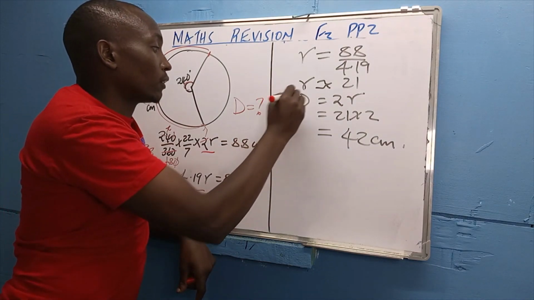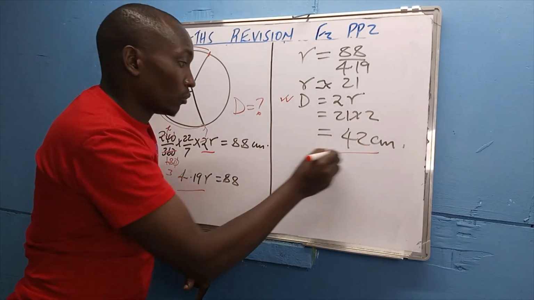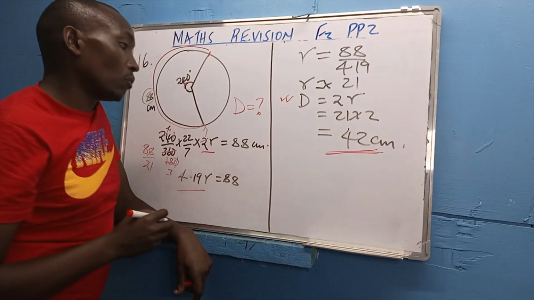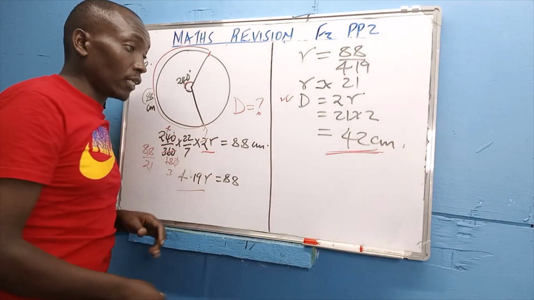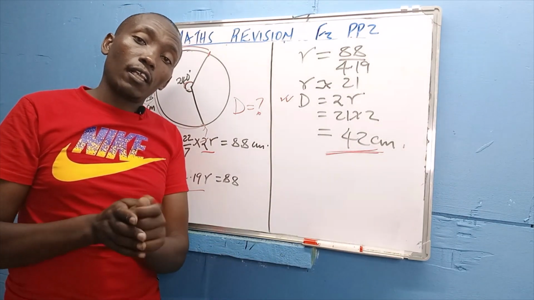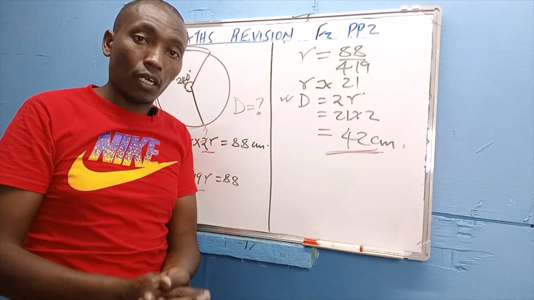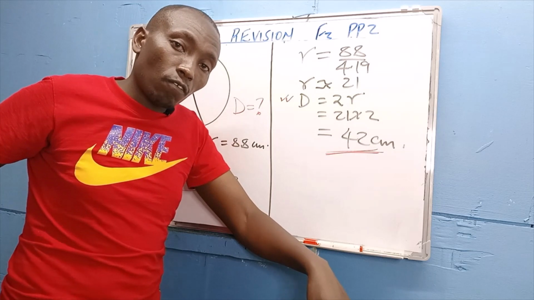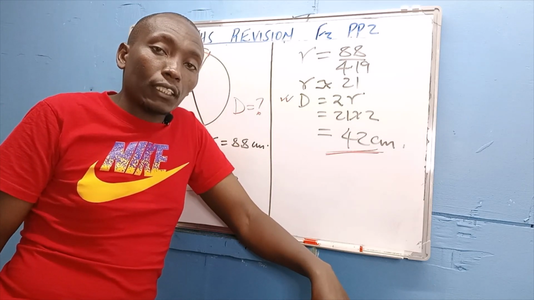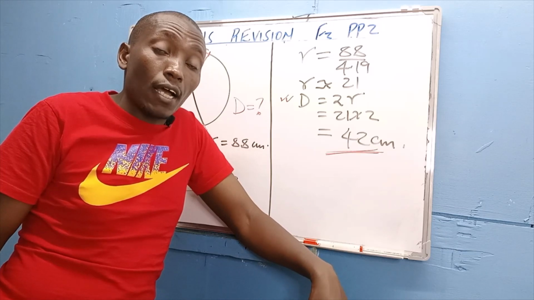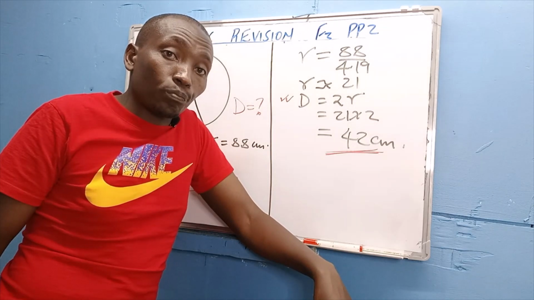So remember, our question is diameter. Diameter is twice the radius. You multiply by 2 and the diameter of that circle will simply be 42 centimeters. That is the end of section 1 of paper 2. Do not forget to come back, as I'll be doing section 2, the 8 questions, 10 marks each in section 2.